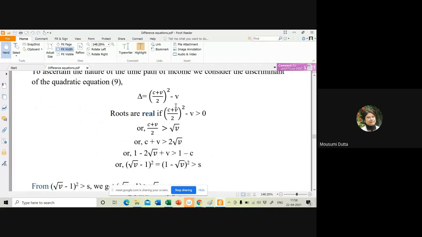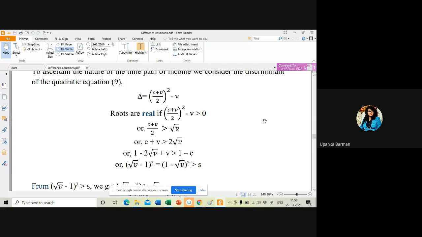So the discriminant is, can we write the thing in this way? Yes, ma'am. So please write down and then check it. Please write down delta is equal to C plus V by 2 whole square minus V. And here, please have a rough work.